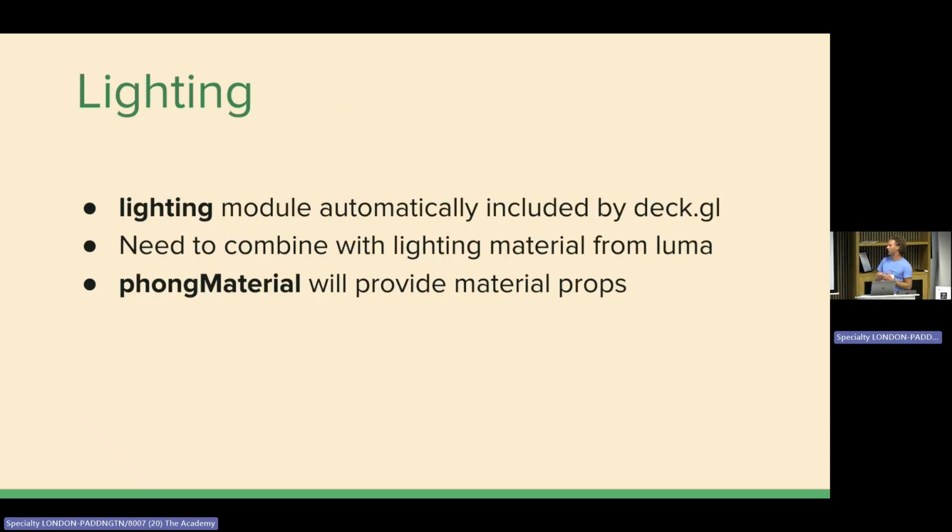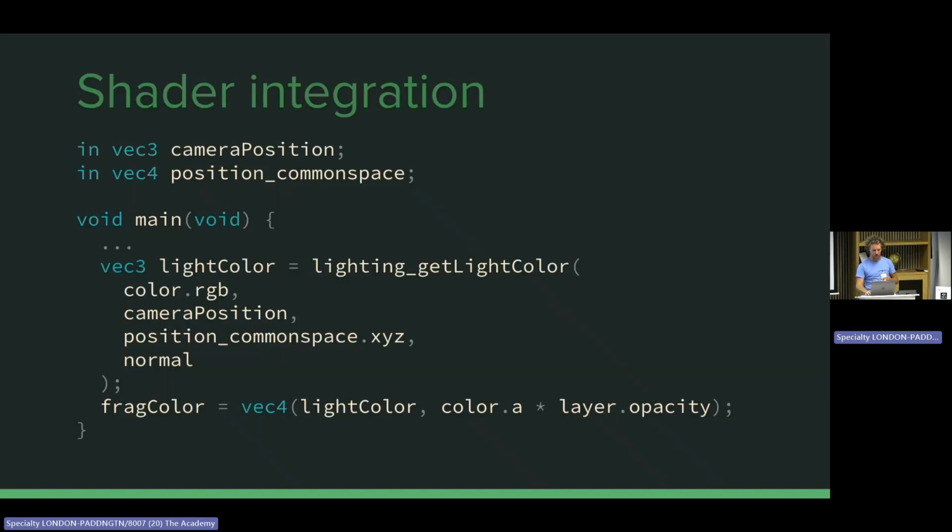So let's try and integrate this lighting module into the text layer. To do this, we need to basically get the Phong material and include it in this layer. So I'm going to go through the same process again. First of all, we need to integrate it into the shader. If I look at a layer that already is using the lighting module, you can see what it looks like. It's actually quite simple.